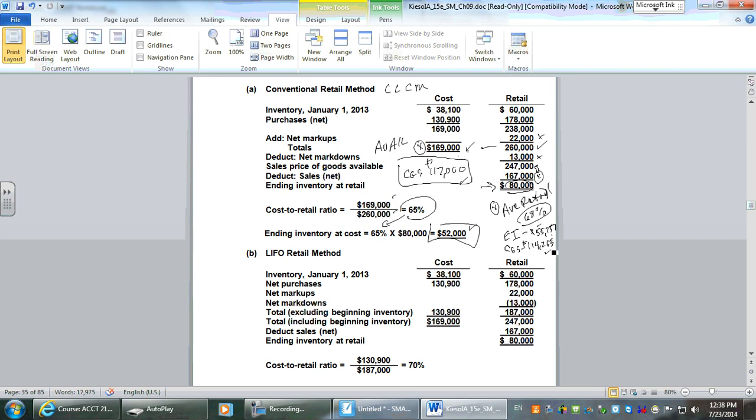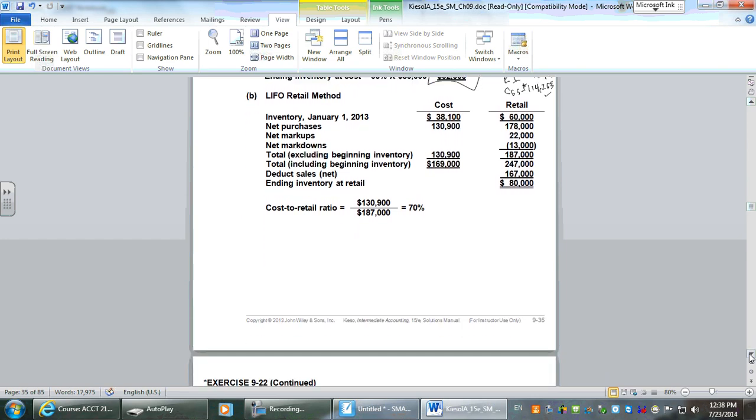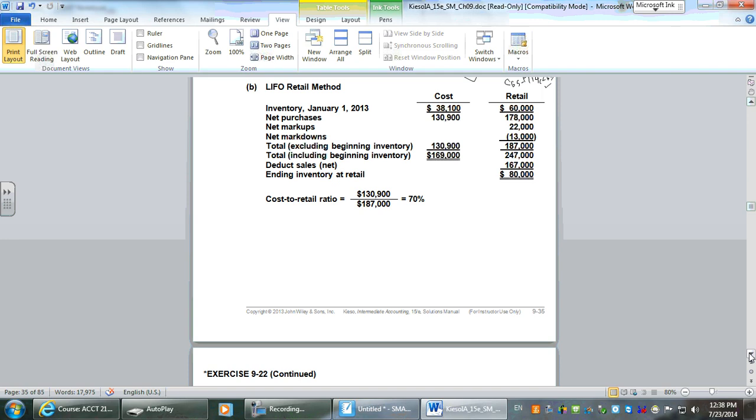Okay, what would I do if I'm LIFO now? How would that work? What happens, guys? It's exactly the same beginning inventory, exactly the same purchases in this problem, right? But look at that. They've got that guy separated. I am going to treat my beginning inventory as a layer, right? And then that's my old layer. And then the purchases are the new layer. Everybody got it? So what I'm going to do is calculate a percentage for the beginning.